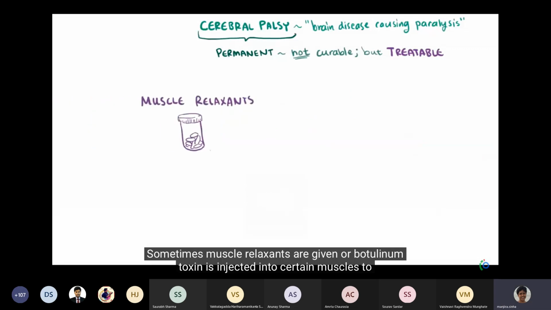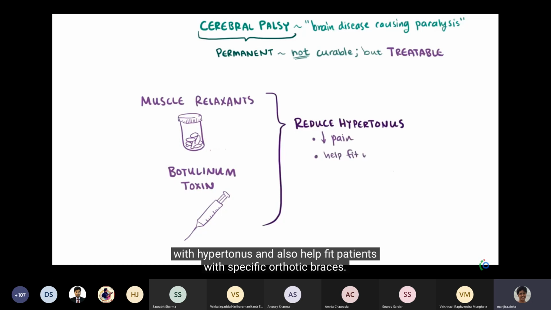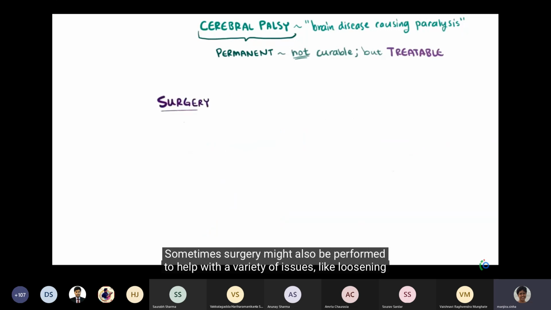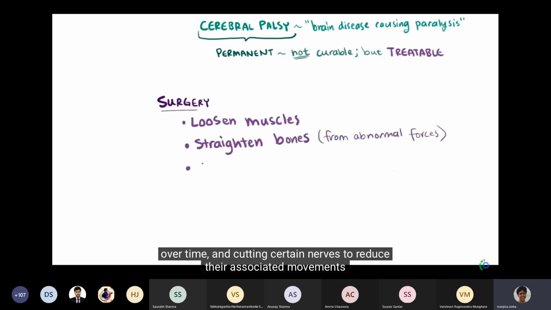Sometimes muscle relaxants are given or botulinum toxin is injected into certain muscles to reduce hypertonicity and relax the muscles, which can both help reduce pain associated with hypertonus and also help fit patients with specific orthotic braces. Sometimes surgery might also be performed to help with a variety of issues, like loosening tight muscles, straightening out bones that have been subject to abnormal muscle forces over time, and cutting certain nerves to reduce their associated movements or spasms.